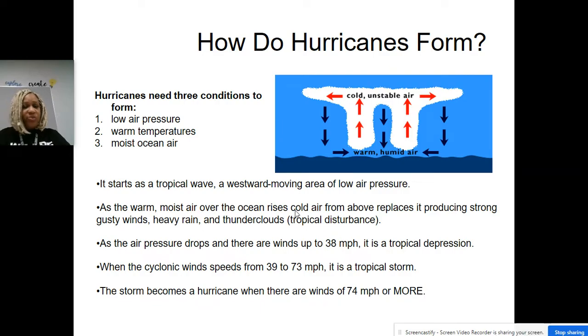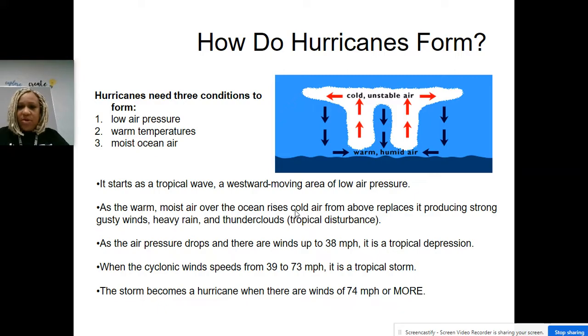Just a real quick recap. How do hurricanes form? Remember, hurricanes need three conditions to form: low air pressure, warm temperature, and moist ocean air, right? All that moisture, right?